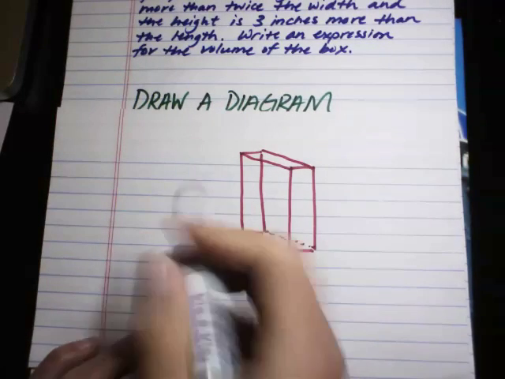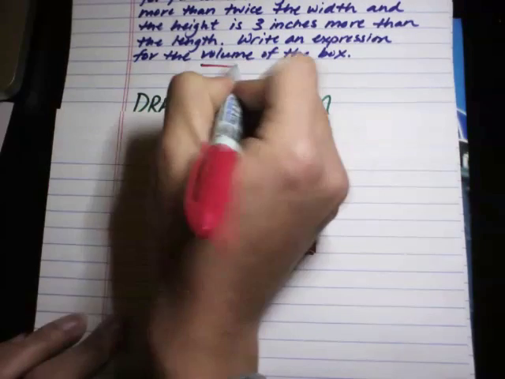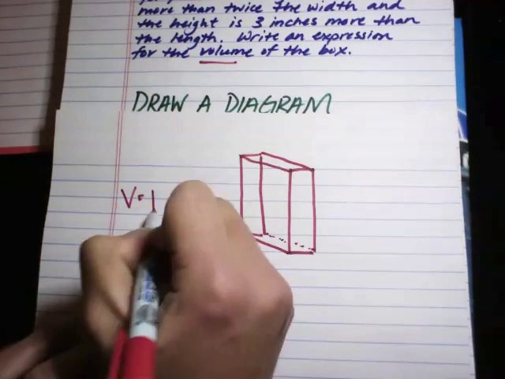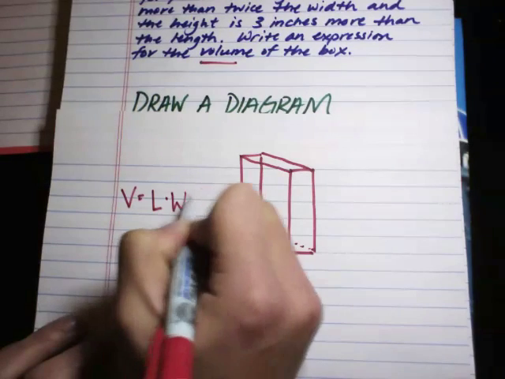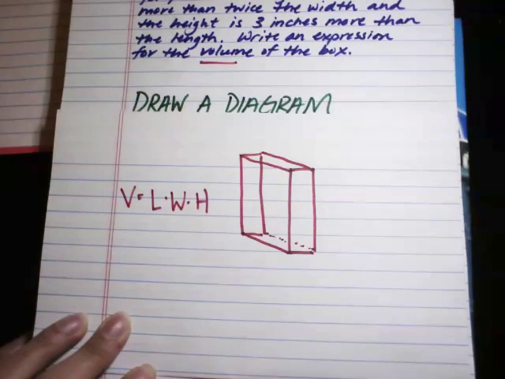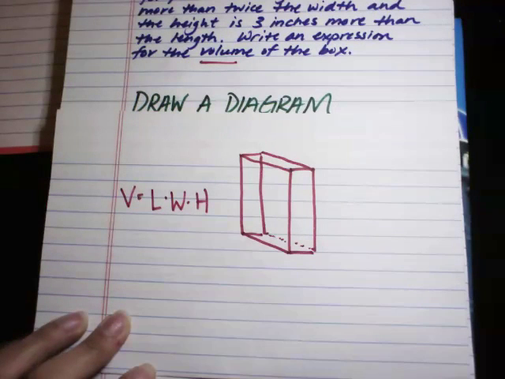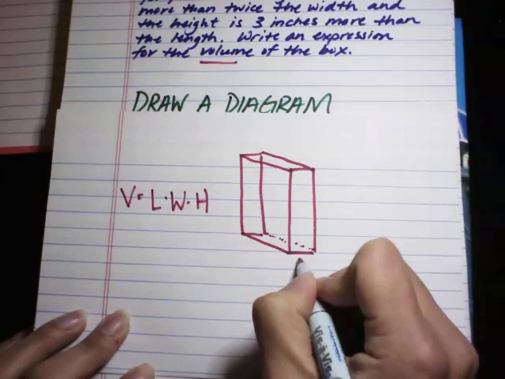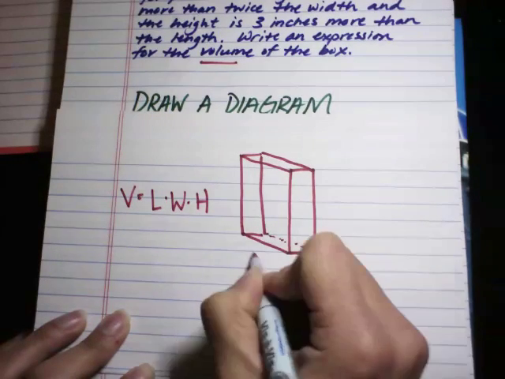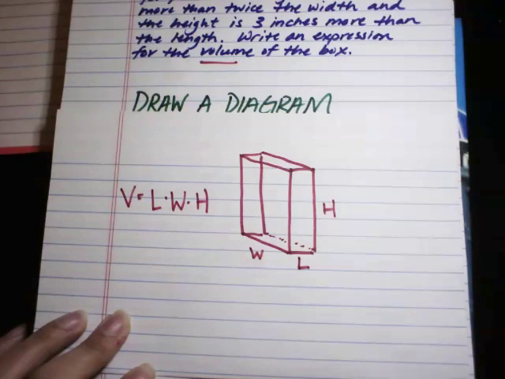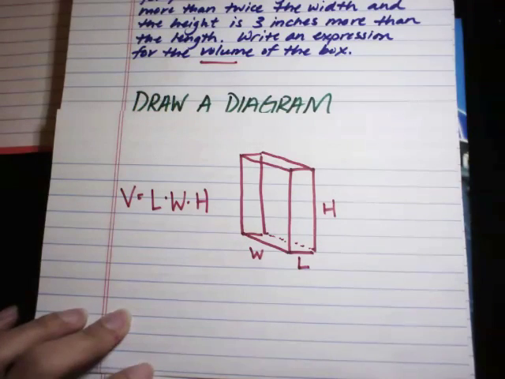And we know that if we're talking about volume, the volume of a rectangular prism is length times width times the height. For rectangular prisms, you're always looking at the area of the base, length times width, times the height. So if you're looking at this box standing up, here's your length, here's your width, and here's your height. So always start with a diagram whenever you're given a word problem like this.